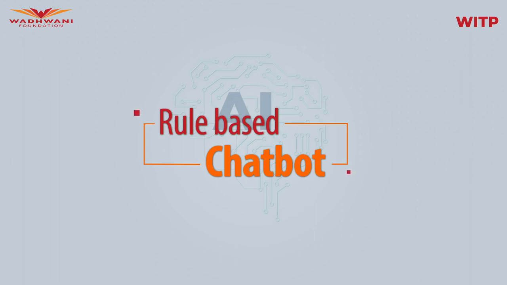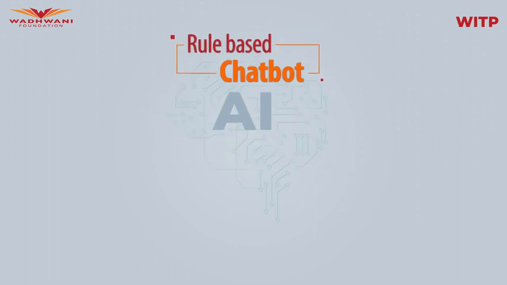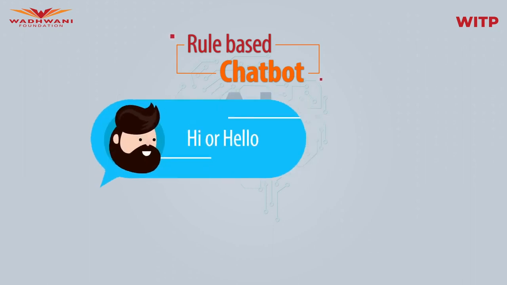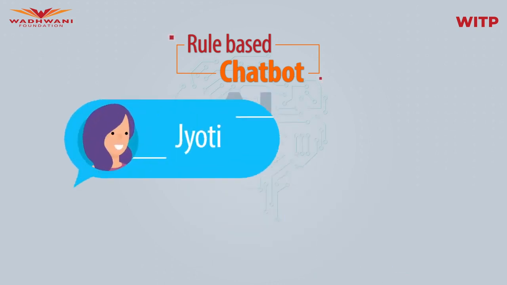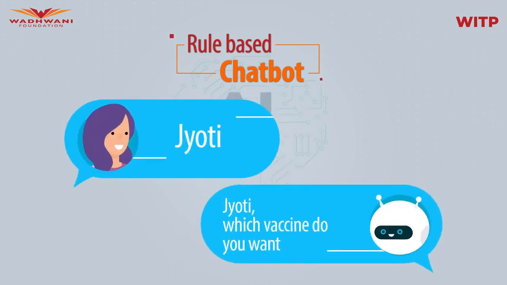We can hard-code some if-else conditions. For example, if a person says hi or hello, the algorithm will say, hi, what's your name? Or hello, what's your name? Depending on whether the user said hi or hello. If the user says Jyoti, the chatbot will use the name and say, Jyoti, which vaccine do you want? And based on Jyoti's response, there will be further rule-based steps.